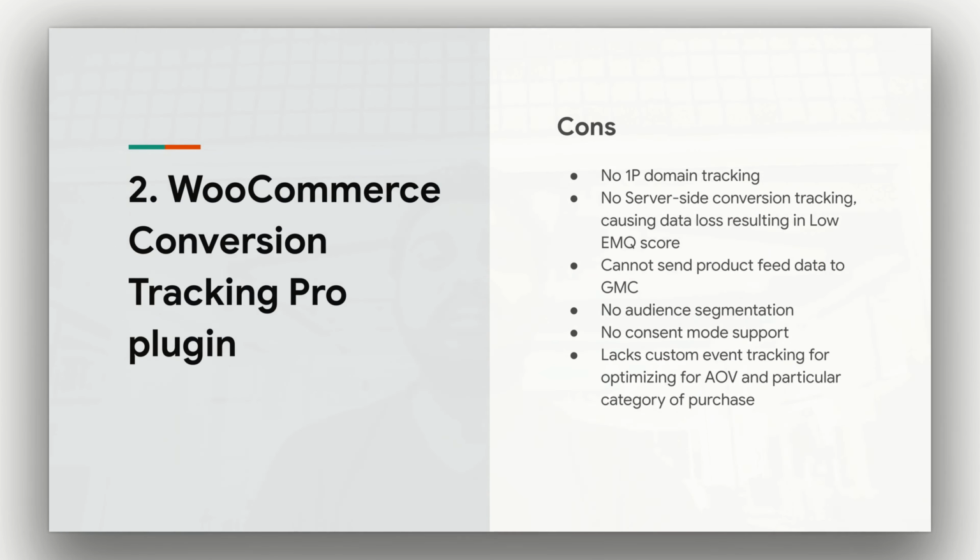Next, this WooCommerce Conversion Tracking Pro plugin lacks custom event tracking for optimizing based on AOV, based on a particular category that I discussed about. So I was telling you that no other plugin has it, only the CustomerLabs plugin has. So the WooCommerce Conversion Tracking Pro plugin lacks the ability to track custom events and optimize for high AOV, and optimize for a particular category purchase.